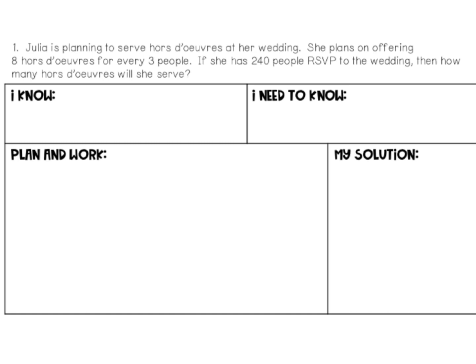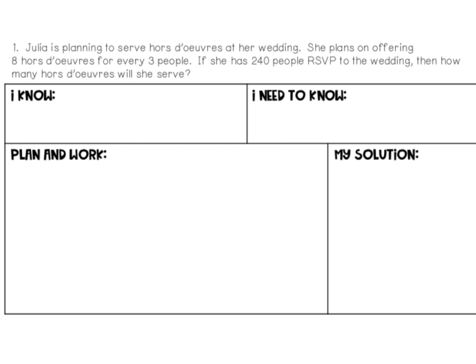So this first one says, Julia is planning to serve hors d'oeuvres at her wedding. If you're not sure what that goofy looking word hors d'oeuvres means, it's a fancy word for appetizers. If you've ever been to a wedding or a fancy event, a lot of times in between the wedding ceremony and dinner, they'll have waiters or waitresses come around with little finger foods or little appetizers. Those are hors d'oeuvres.